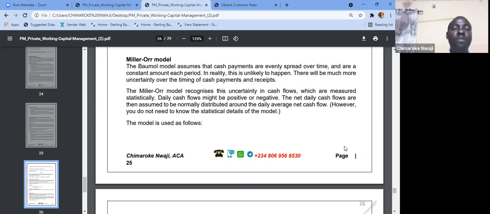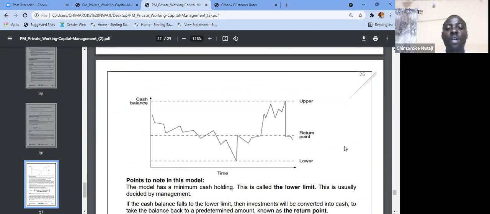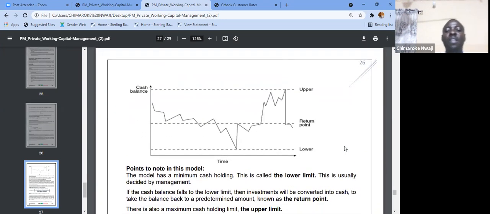So your minimum cash level is the level at which you will not go below. So the lower limit is the minimum you should not go below. It means that once your cash level hits the lower limit, that's a bad signal that you are getting dangerously out of cash. So what happened? You need to sell more investment, converting it to cash.